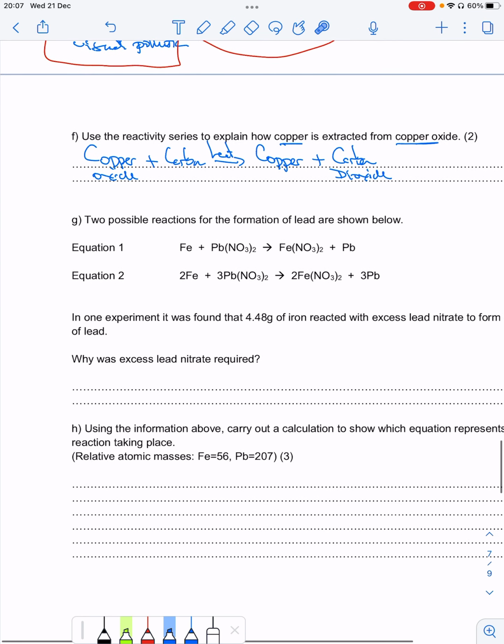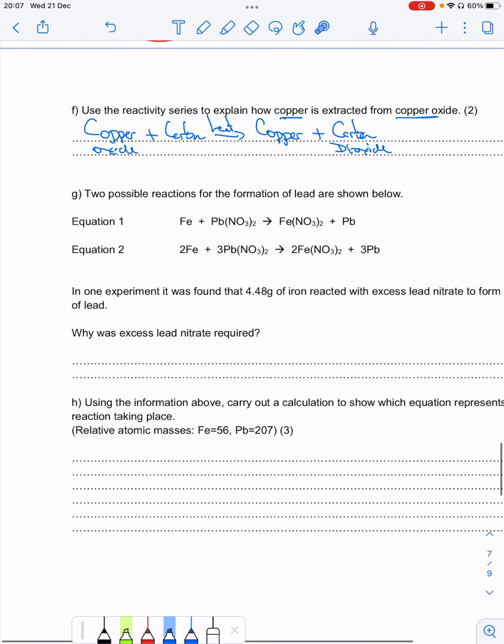Okay, this one here was a difficult question. I've added a little bit here. It says, why is excess lead nitrate needed? The lead nitrate's job in both reactions is to make sure that the iron reacts fully. So why do we need an excess of this? It's to ensure that the iron reacts fully. I don't want any of the iron left at the end. I want it all to go.